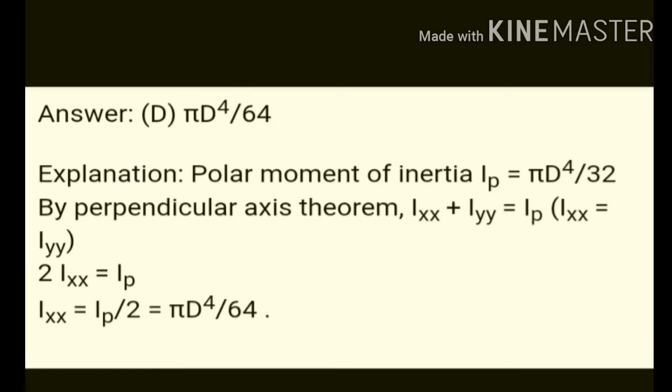We want it about the diameter, so Ixx is the one about the diameter. So the answer is pi d power 4 by 64. So the answer is D, pi d power 4 by 64. So the second moment of a circle about the diameter is pi d power 4 by 64.